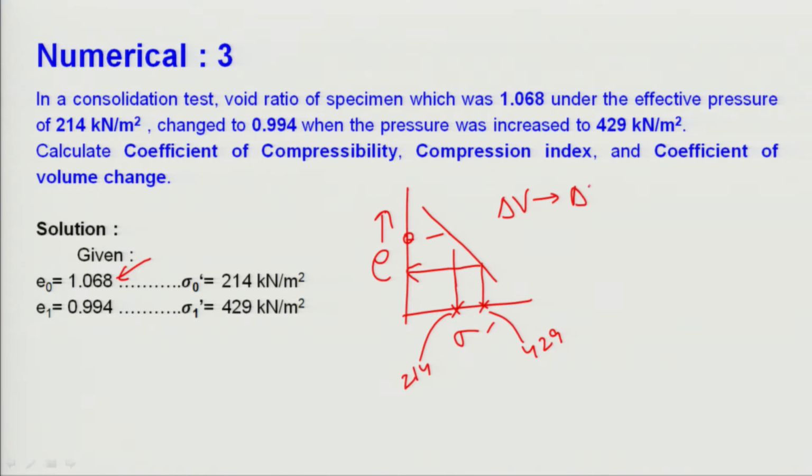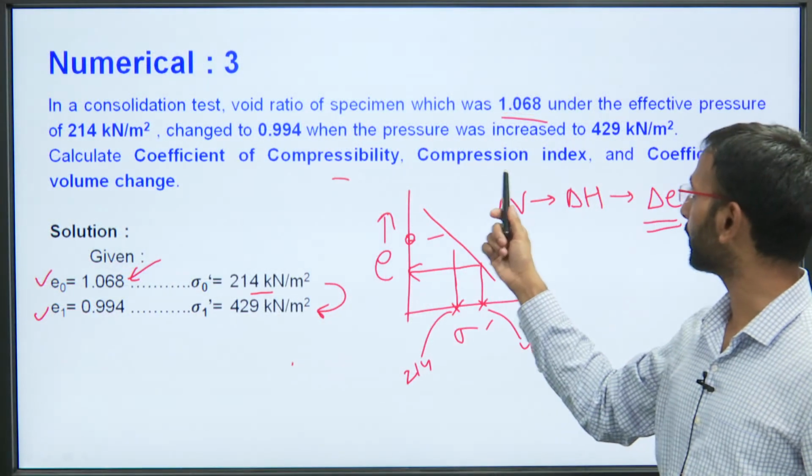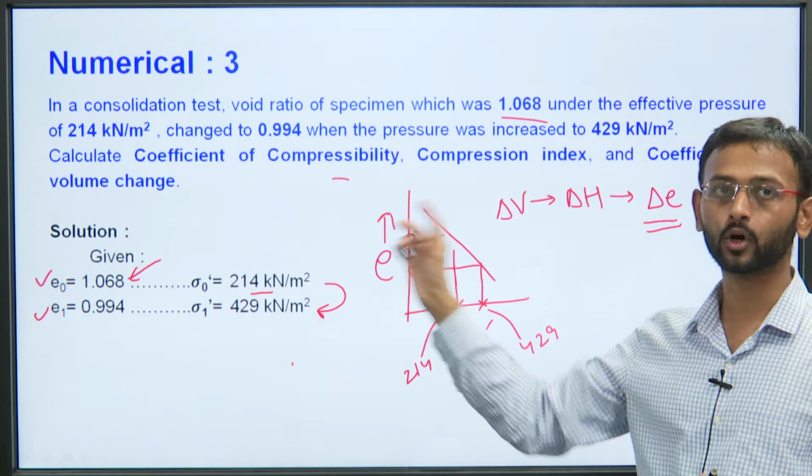I have already told you this multiple times, how the void ratio gets affected. So, this is the initial condition wherein e naught is equal to 1.068, which is given to you here, and the effective pressure of 214 kilonewton per meter square is given. When this effective stress was increased, the void ratio decreased to a somewhat lower value. Now, we will be finding out the coefficient of compressibility, the compression index, and the coefficient of volume change.